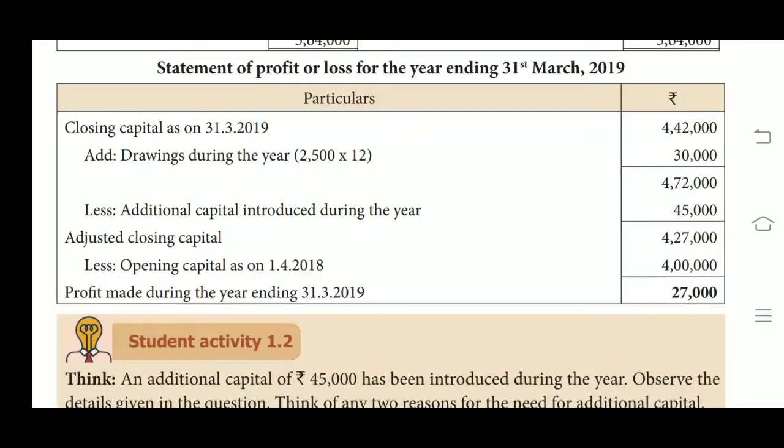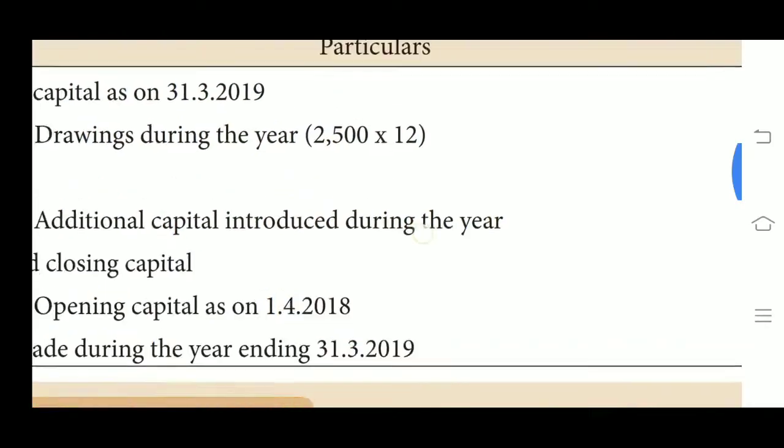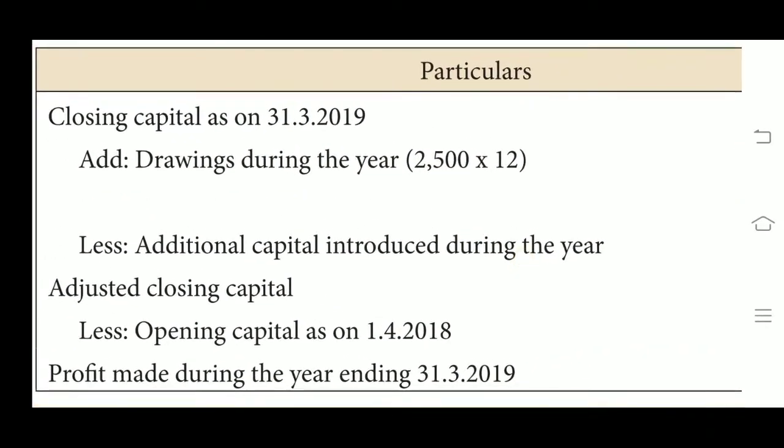Add the amount of drawing to the capital. Drawing per month 2,500, so throughout the year multiplied by 12, the answer is 30,000. So closing capital plus the amount of drawings is a total of 4,72,000.